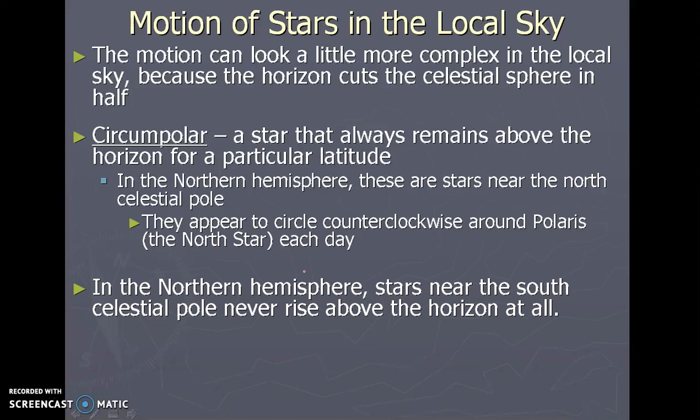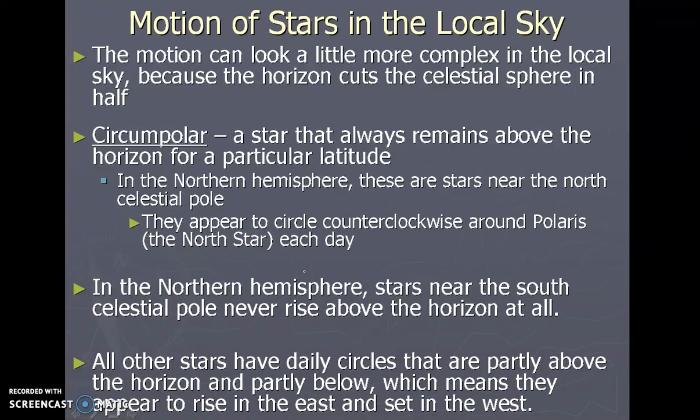In the northern hemisphere, stars near the south celestial pole never rise above the horizon at all. That makes sense because we're just too far north to be able to see the other side of the celestial sphere. And then all of the other stars have daily circles that are partly above the horizon and partly below, which again means they appear to rise in the east and set in the west.